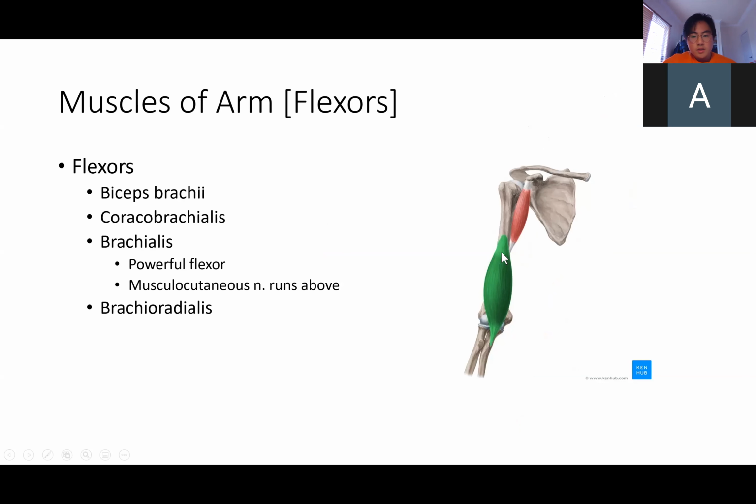Then we have the brachialis, which is the most powerful flexor. The musculocutaneous nerve pierces through the coracobrachialis, then runs above the brachialis. Like you see bodybuilders with these big biceps, well, the size of your biceps is primarily due to the size of your brachialis. So if you want to get big biceps, you don't do bicep curls, you do hammer curls, which target the brachialis more.